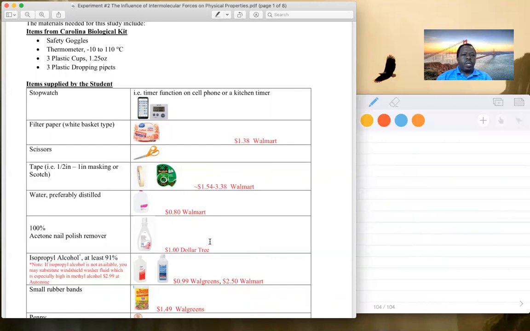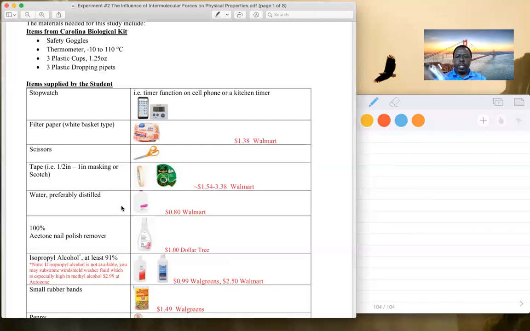So here is the stopwatch where you're going to be recording the rate of evaporation, the filter paper, and please have a pair of scissors to cut the filter paper to size. All right, you can use scotch tape. You can have distilled water, which you're going to put in 3 cups. You can reuse this, or you can use the smaller one. I have a smaller one, it doesn't really matter.